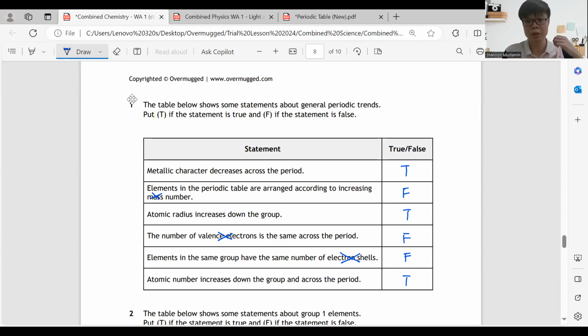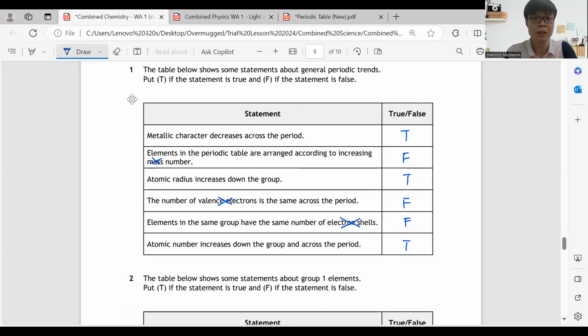I think generally all done. I go through. No worries, if you can't finish. Okay, this is for the first question. I think I made it quite even, 3 true, 3 false. Okay, what should be the same across period? Number of electron shell. Down the group, what should be the same? Valence electron. This one should be proton number. These are the mistakes.